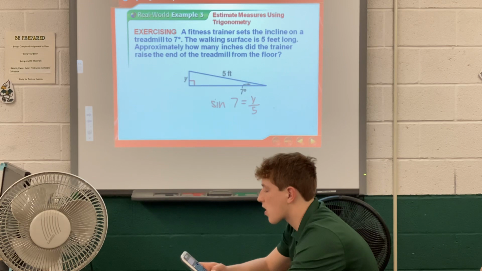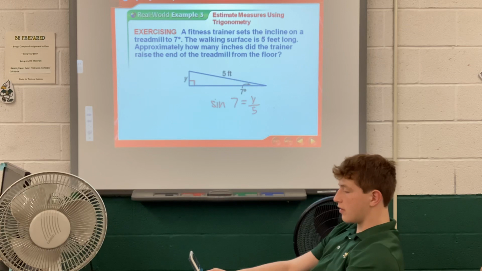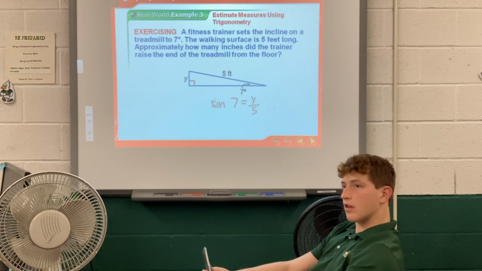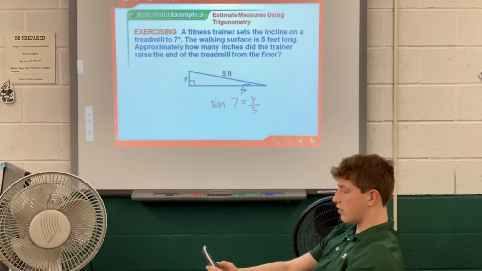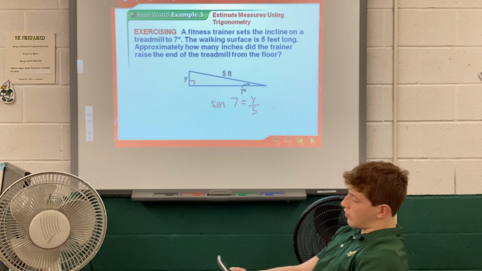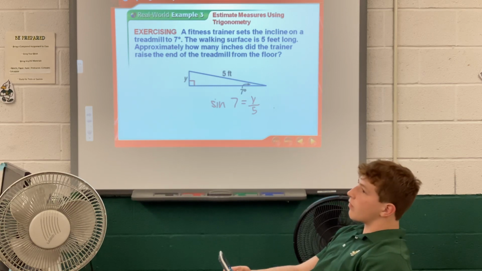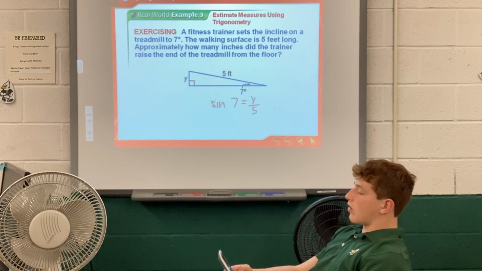This is where you have to be careful though, okay? When you punch this into your calculator, if you punch sine of 7 first, you have to make sure you close out your parentheses. If you put 5 in first, you shouldn't have to close out your parentheses at the end. Does that make sense? So if you take 5 times the sine of 7, what do you get for y? 0.61 feet. Right? Oh, that makes sense. Did everybody get that? Yes.